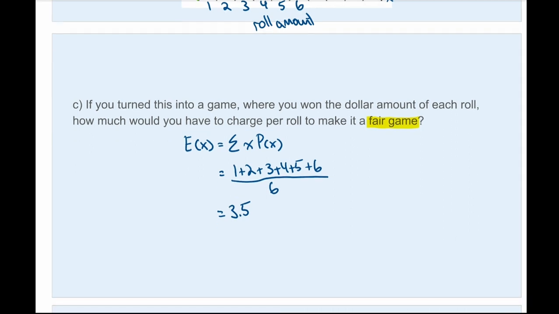So how much would I have to charge per roll to make it a fair game? Therefore, you would have to charge $3.50 per roll, because the amount that you're paying should equal the amount that you're expected to win. You're not always going to win that, but on average you will, or over time you will. So if you think of the law of large numbers, the more and more you play, overall you should average out and break even.